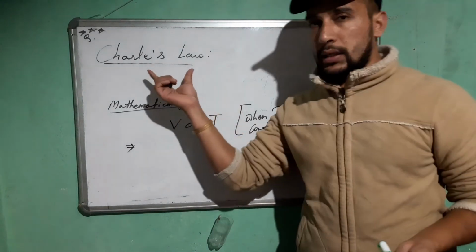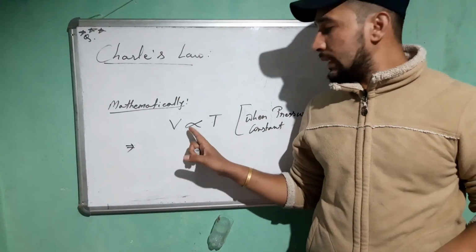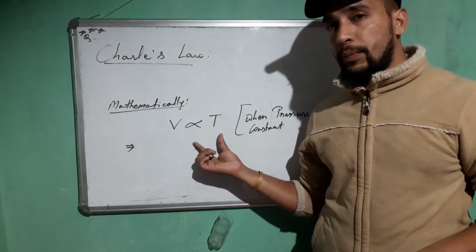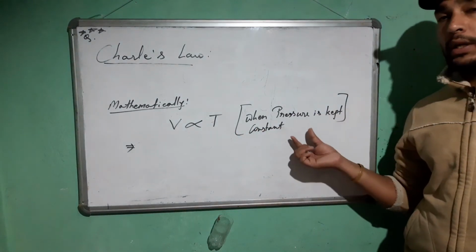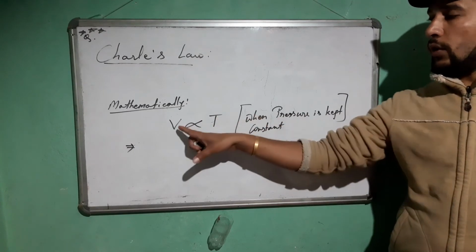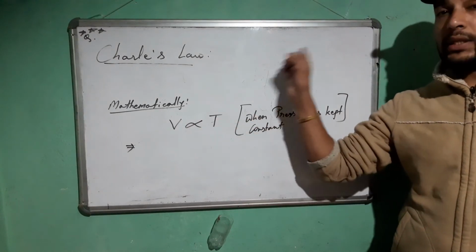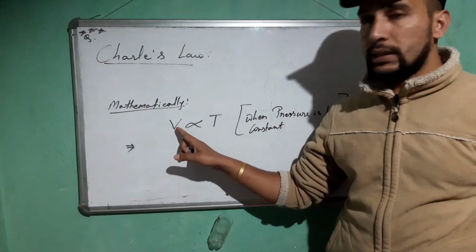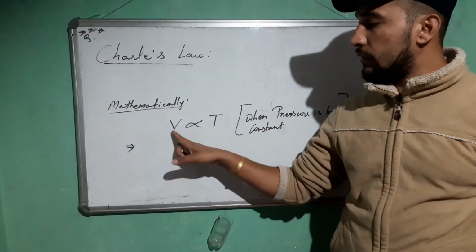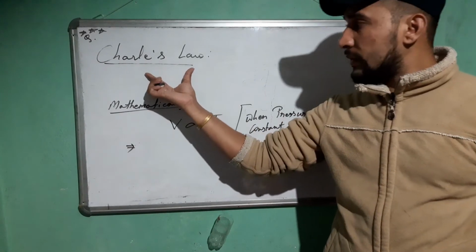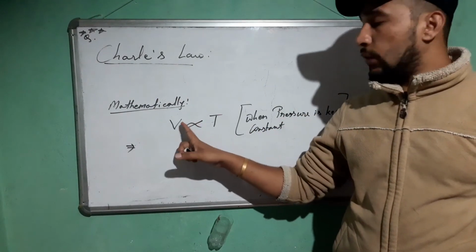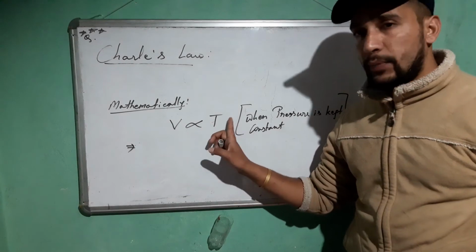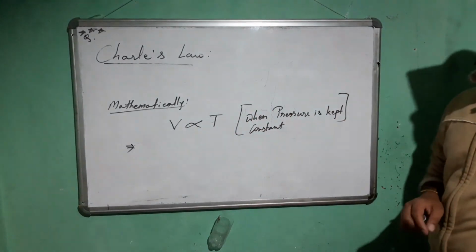So Charles law states that the volume of a given mass of a gas is directly proportional to its absolute temperature. Otherwise you can simply say its temperature, provided the pressure of the gas is kept constant. So with the increase of temperature, volume also increases. That is Charles law.